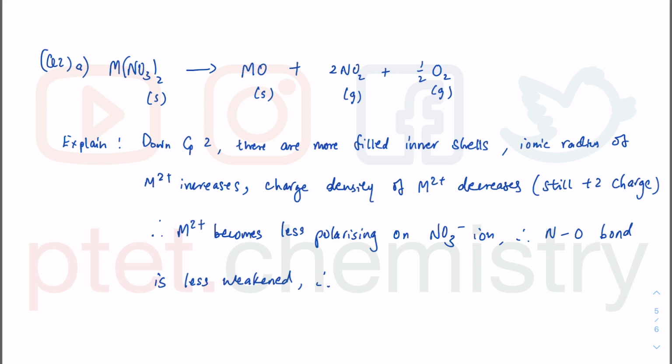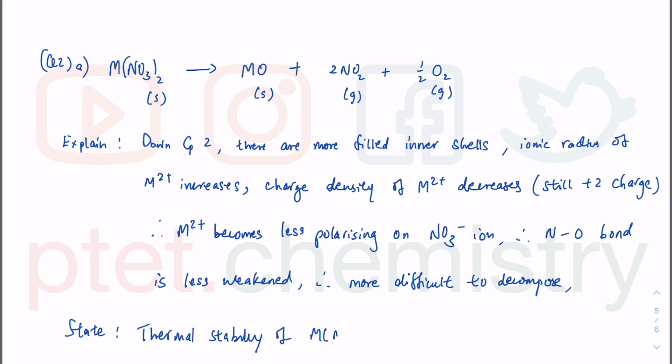So you are not weakening it that much. Therefore, it is more difficult to decompose, since it requires a lot more energy to break that NO bond, since it's not very polarized by the cation. So more difficult to decompose. And if it is more difficult to decompose, what I can say is it becomes more stable to heat. So the thermal stability of the group 2 nitrates would increase. They become more stable to heat as they are more and more difficult to decompose.